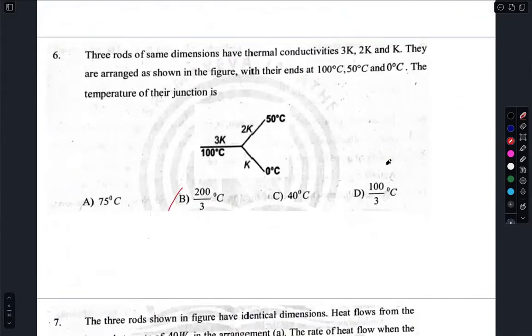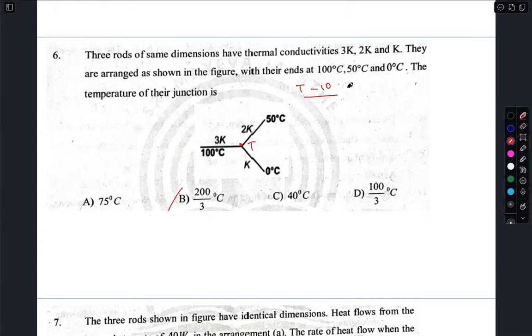Next. 3 rods of the same dimensions have thermal conductivities 3K, 2K, K. They are arranged, and the temperature of the junction is asked. I will use the loop rule, the nodal formula here. Junction nodal formula, which clearly indicates T minus 100 by resistance.